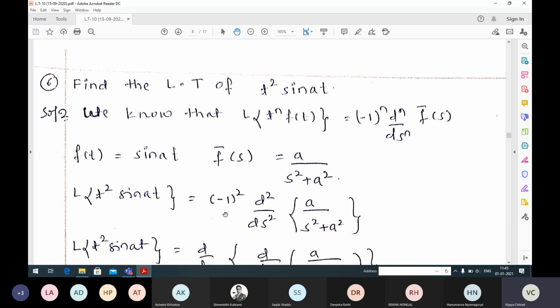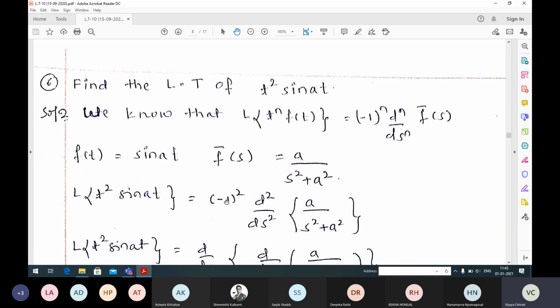We know that the Laplace transform of t raised to n f of t is equal to minus 1 raised to n times the nth derivative of f bar s, or d n divided by ds raised to n of f bar s. Here n is 2 and f of t is sine at, so the Laplace transform of f of t is f bar s, which is a divided by s square plus a square. It is a standard result. We want the Laplace transform of t square sine at.